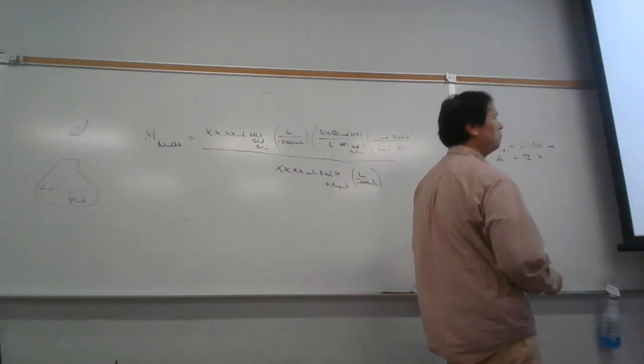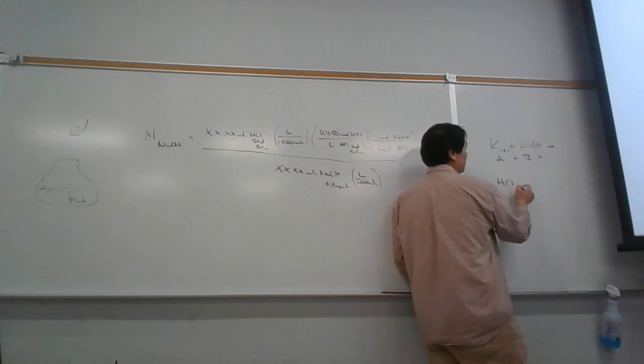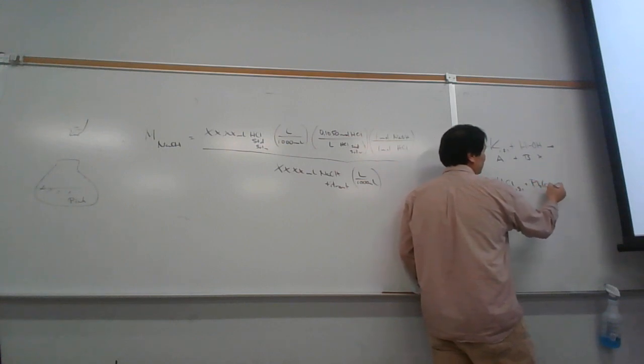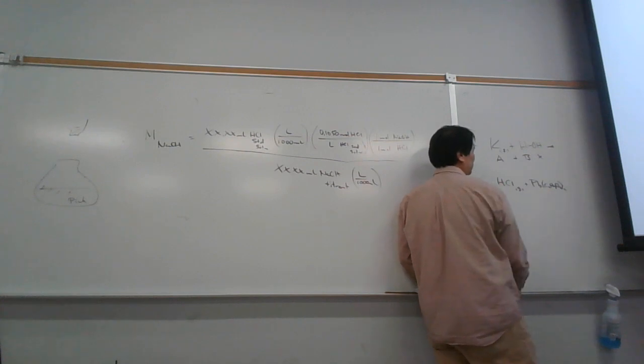Hydrogen chloride is bubbled through aqueous lead 2 acetate. So HCl, this is a gas, plus lead 2 acetate, Pb(C2H3O2)2, aqueous. This is AB plus CD.